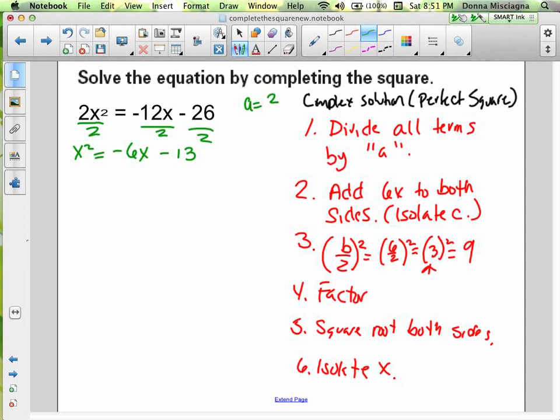I do need to move the x term over and we'll leave the constant there because we want to isolate c. So we'll add 6x to both sides. So we have x squared plus 6x equals negative 13. Now we'll add b, which is 6, divided by 2 squared to both sides.